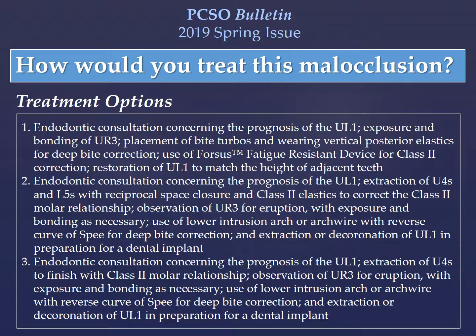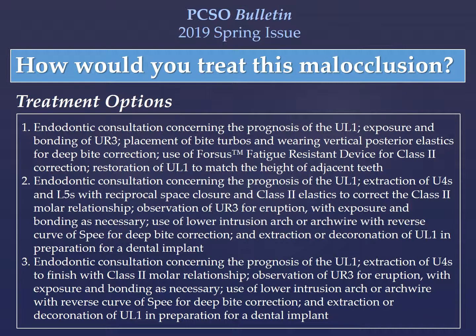The second option included endodontic consultation concerning the prognosis of the upper left 1, extraction of upper 4s and lower 5s with reciprocal space closure and class 2 elastics to correct the class 2 molar relationship, observation of the upper right 3 for eruption with exposure and bonding as necessary, use of a lower intrusion arch or arch wire with reverse curve of SPE for deep bite correction, and extraction or decoronation of the upper left 1 in preparation for a dental implant.